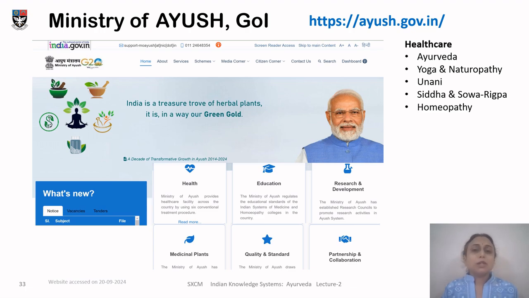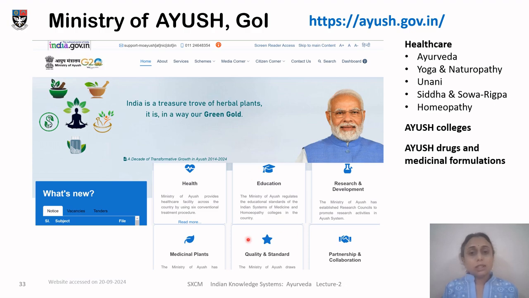The Ministry of AYUSH focuses on 6 major areas. The primary one, of course, being healthcare in the AYUSH areas by setting up various healthcare services and centers across the country. In terms of education, the AYUSH Ministry focuses on imparting quality education, on maintaining the standards of education in AYUSH colleges.